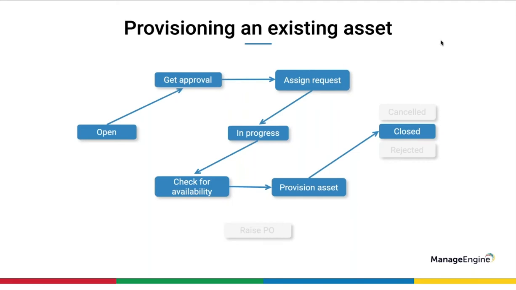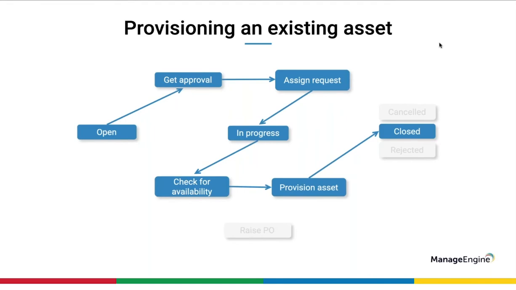Once assigned, the technician will move the request to the in progress state while he's doing the work to deliver the asset. All right. And in that process, he may have to check the availability of the asset in store. He may have to contact the asset manager. He'll check if the asset is already available in the store. And once it's there, he can install all the software that's required for the user, provision the asset to the end user, and close the request. So pretty much everything goes smooth when you have the asset in store.